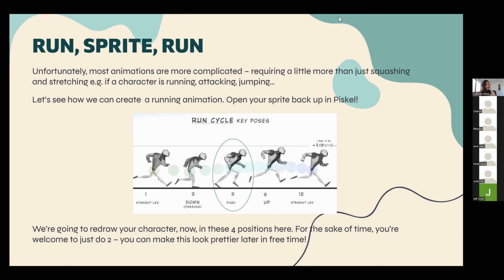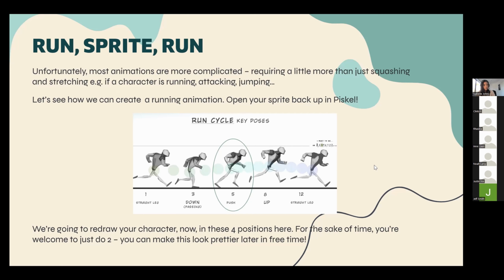So don't worry if you've never animated before. A simple running animation is not too hard to do. So what you'll want to do is redraw your character in these 4 positions here. And this last frame is just, again, a repeat of the first frame, as we know, that's what we do with looping animations. Cool. So you have this kind of straight leg pose, slightly crouched pose, a leg coming forward pose, and then back up in the air again.